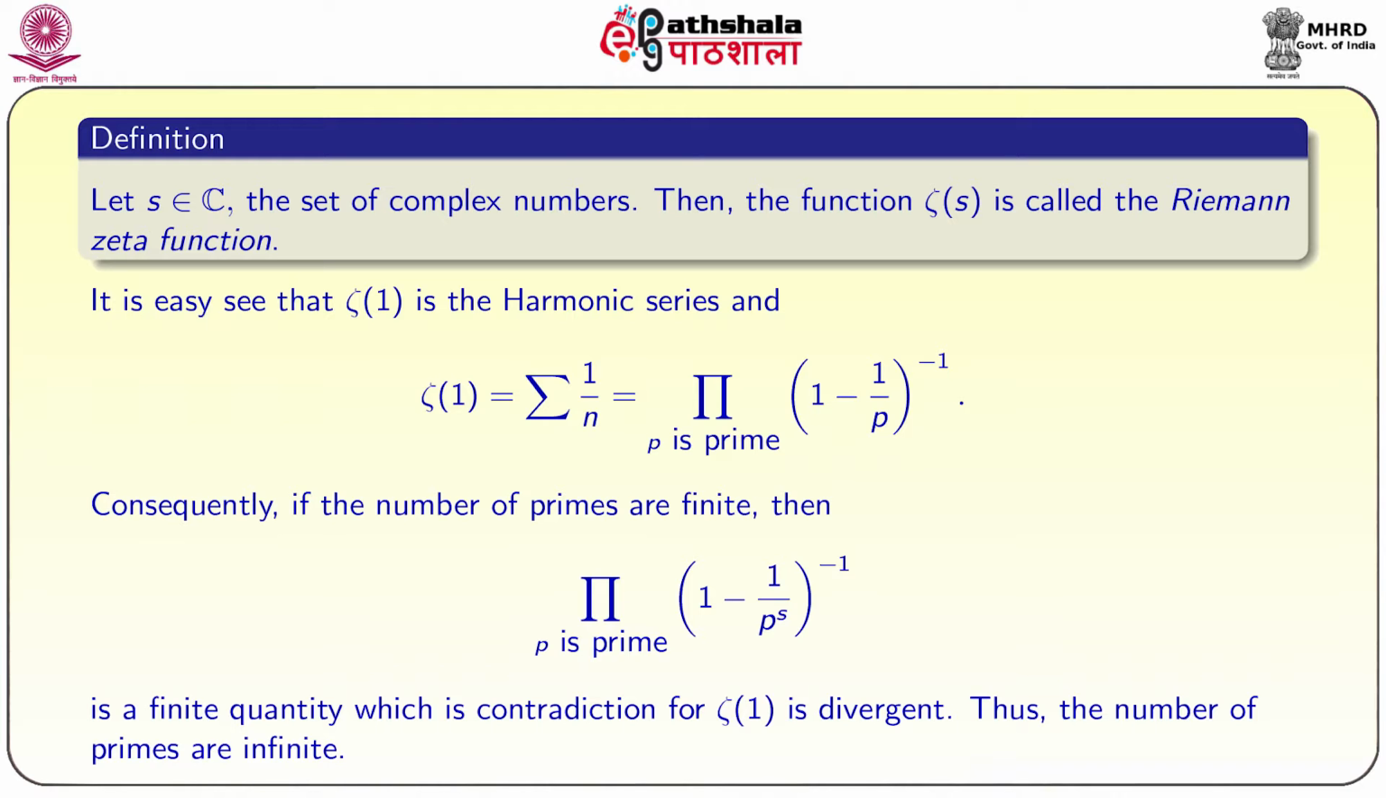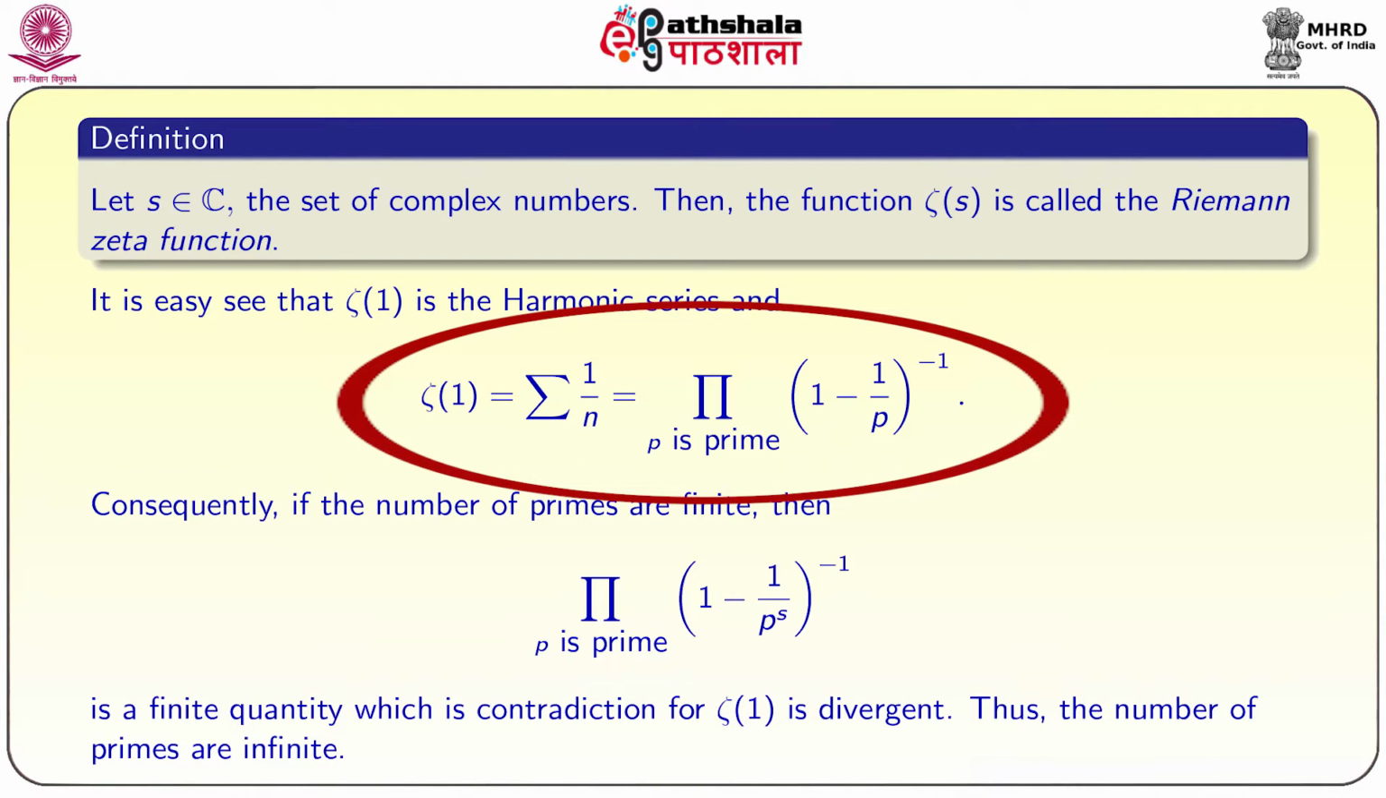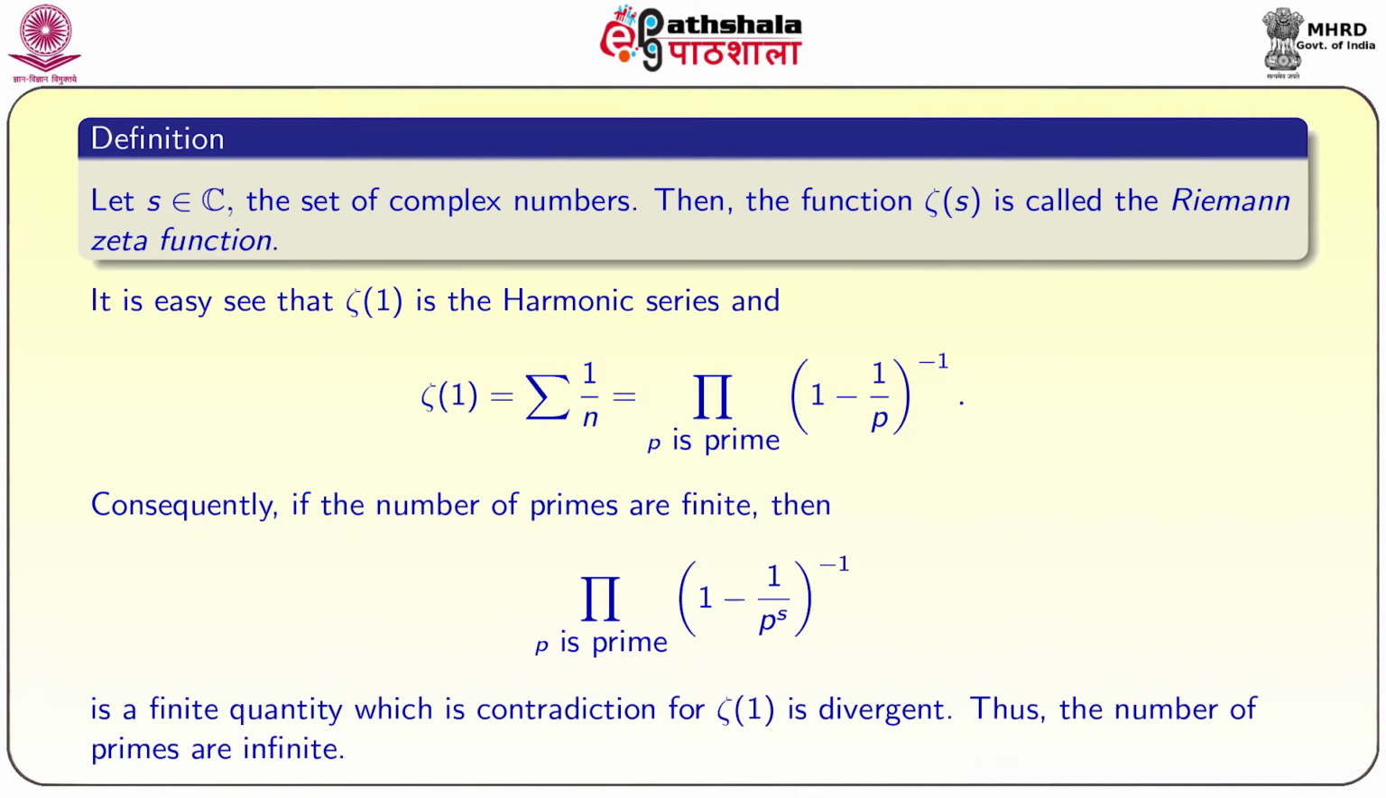It is easy to see that zeta of 1 is the harmonic series, that is, zeta of 1 is equal to the summation of 1 by n, which, by the Euler product, is equal to the product over all primes of (1 minus 1 by p) whole inverse. So, now if the number of primes is finite, then what is going to happen? On one side we have a finite quantity, on the other side the summation of 1 by n is going to be infinity. So, these two are not going to be equal.